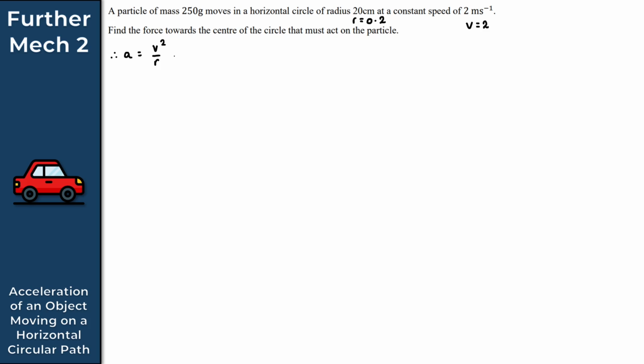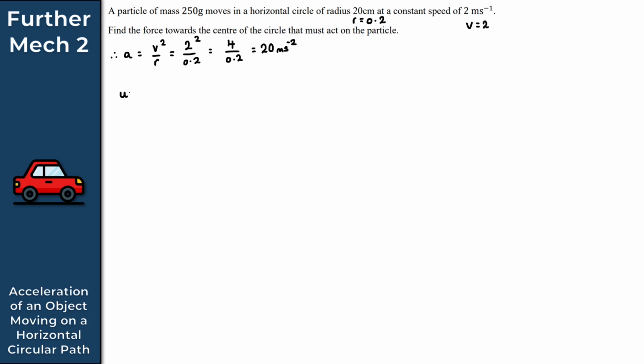Okay, so v squared over r, nice and straightforward. We get 2 squared over r, which is 0.2. That's the same as dividing by a fifth, so 0.2 or 1 over 5, whichever you prefer. 2 squared is 4, so we get 4 over 0.2. This is the same as 4 times 5 over 1, so I get 20. So the acceleration is 20 meters per second squared.